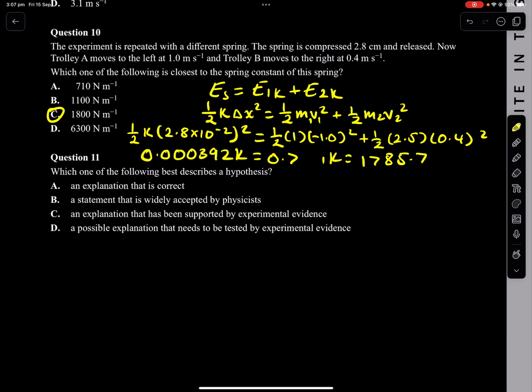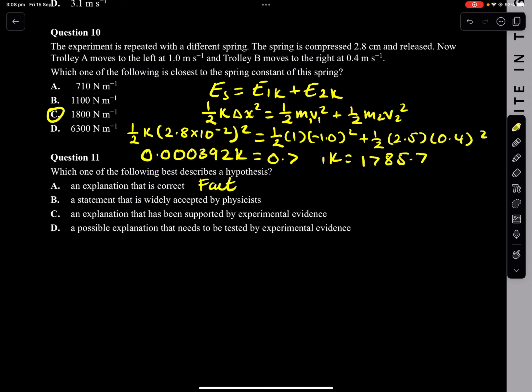Which of the following best describes a hypothesis? An explanation that is correct. So an explanation that's correct, no, that's a fact, I believe so. A statement that is widely accepted by physicists, I don't know. No. A hypothesis is what you're trying to test when you're making an experiment, you make a prediction. You're like, by this theory, this is what I predict would happen.